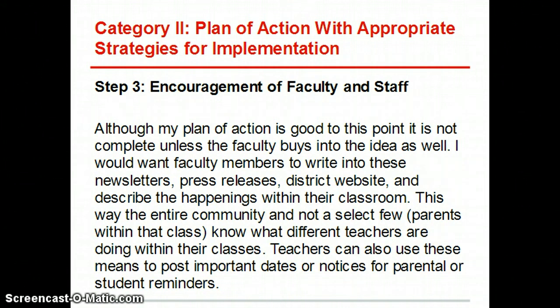Step 3, encouragement of faculty and staff. Although my plan of action is good to this point, it is not complete unless the faculty buys into the idea as well. I'd want faculty members to write into these newsletters, press releases, and the district website, and describe the happenings within their classroom. This way the entire community, and not a select few, know what different teachers are doing within their classes. Teachers can also use these means to post important dates or notices for parental or student reminders.